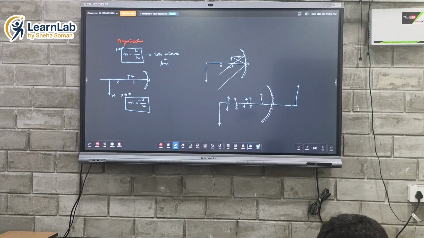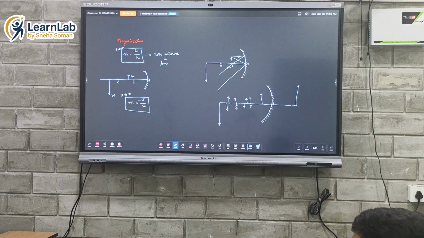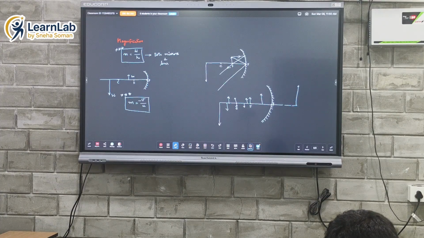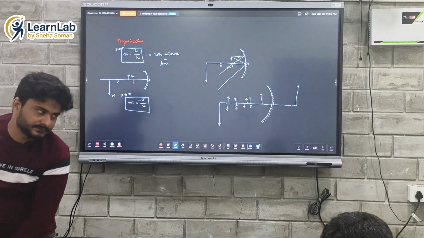Image of the bus as seen in the mirror. Done. CBSE 2025. What is the given data?